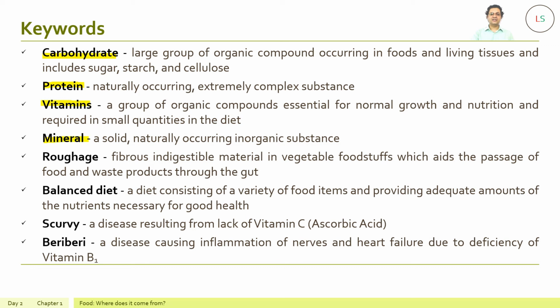Mineral, a solid, naturally occurring inorganic substance. Roughage, fibrous, indigestible material in vegetable foodstuff which aids the passage of food and waste through the gut. Balanced diet, a diet consisting of a variety of food items and providing adequate amounts of the nutrients necessary for good health. Scurvy, a disease resulting from the lack of vitamin C or ascorbic acid. Beriberi, a disease causing inflammation of the nerves and heart failure due to the deficiency of vitamin B1.